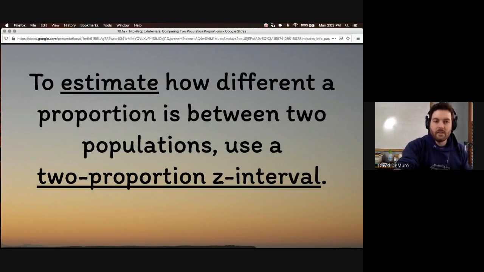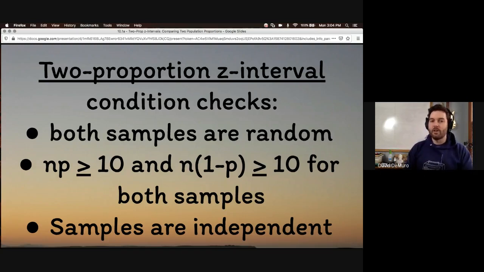So what we're going to look at in this video is how to estimate how different those proportions are using an interval we call a two-proportion Z interval. A two-proportion Z interval compares the proportions for two different populations and estimates how different those proportions are. These are the condition checks that we would need to be met for each of the two different samples. So we would need both samples to be random. So we have a random sample from one population and a random sample from another population.